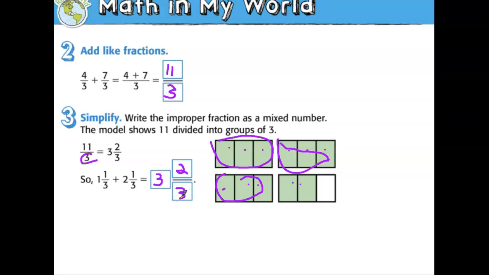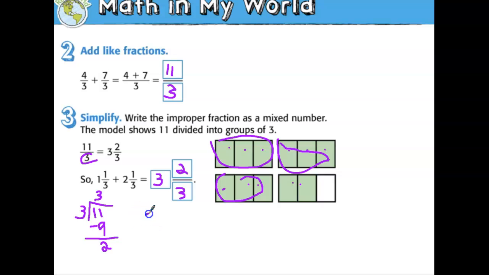Make sense? And again, before you do anything, you want to make sure you simplify. The other way I can do this, it becomes 11 divided by 3. Well, I know 3 groups of 3 is 9. Subtract it. I have 2 left over.